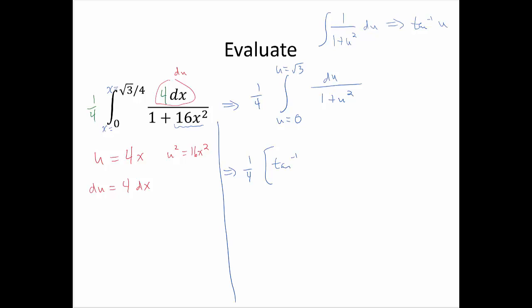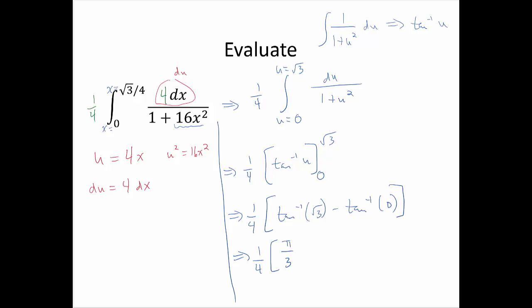The antiderivative of that is tangent inverse u from 0 to root 3. So then this becomes 1/4 of tangent inverse of root 3 minus tangent inverse of 0. The angle whose tangent is root 3, maybe from your unit circle if you remember that from trigonometry, would be pi over 3, and tangent inverse of 0 is 0, and so then this gives us pi over 12.